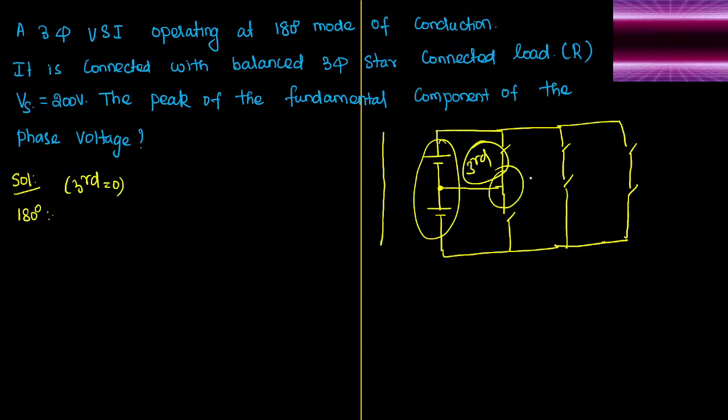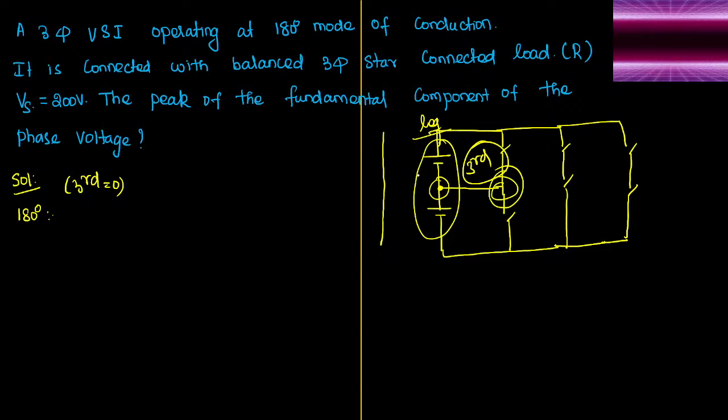There is a difference between these two. Don't get confused. When they are talking about phase voltage, line voltage, 180-degree mode of conduction, 120-degree mode of conduction, no need to think, your answer will become zero only. When the word leg appears, it means between this point and this point they are trying to measure the voltage.